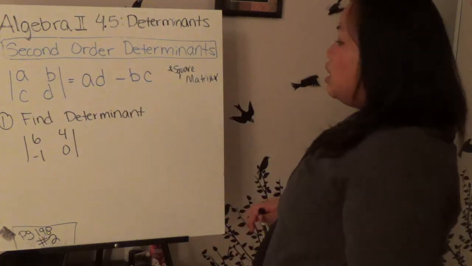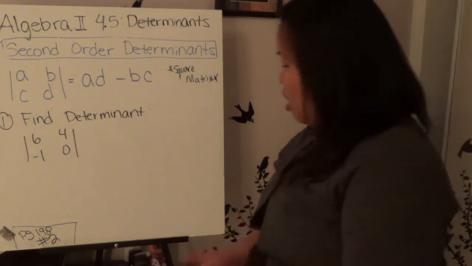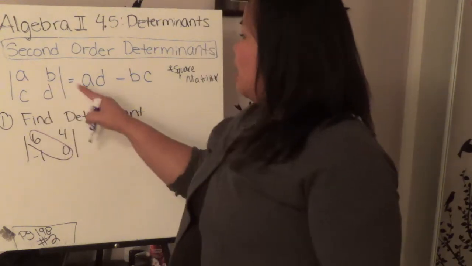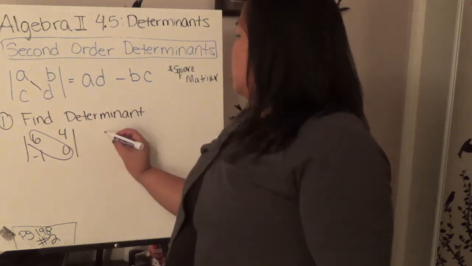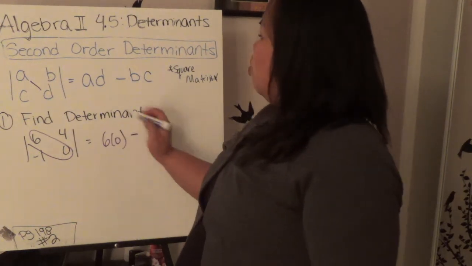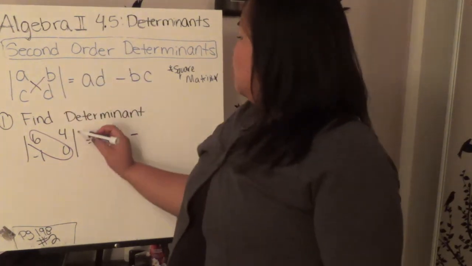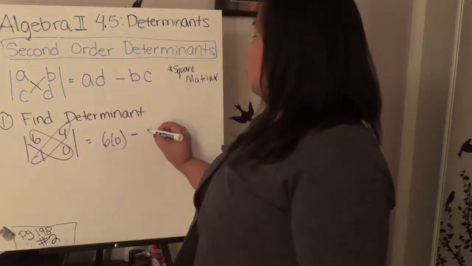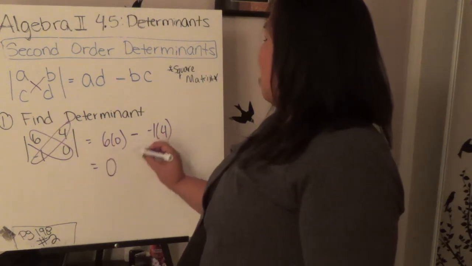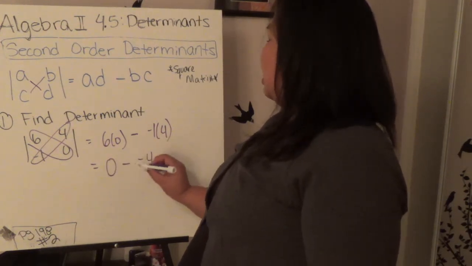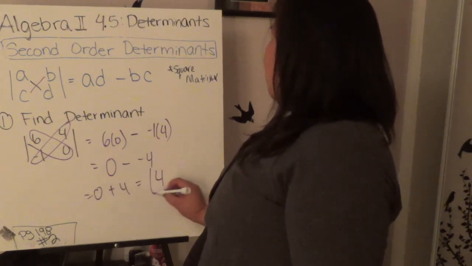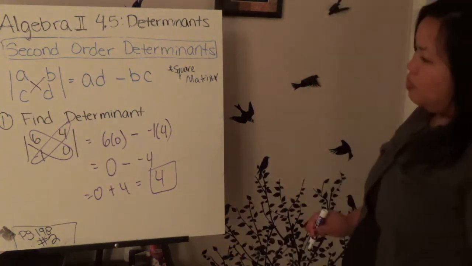And basically, all we need to do is multiply the two inner numbers here. This one, A times D, so these are going to be multiplied. So 6 times 0, and I'm going to subtract it with BC. See that? Kind of like a form of cross multiplication, so -1 times 4. So 6 times 0 is 0, minus -4. Minus negative gives me positive, so 0 plus 4 gives me 4. So my determinant is 4.